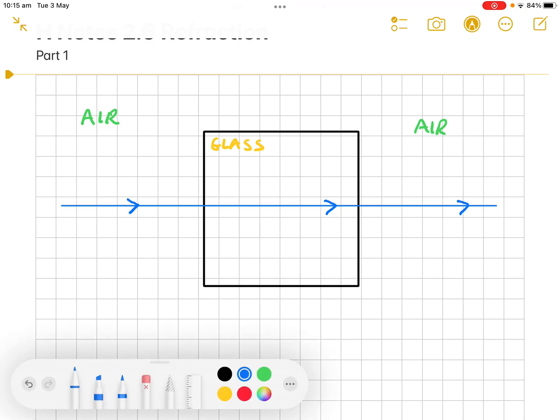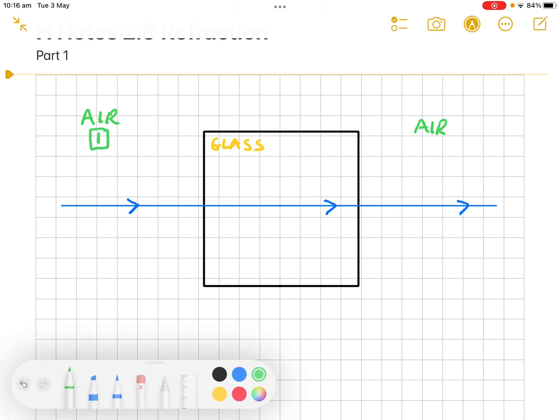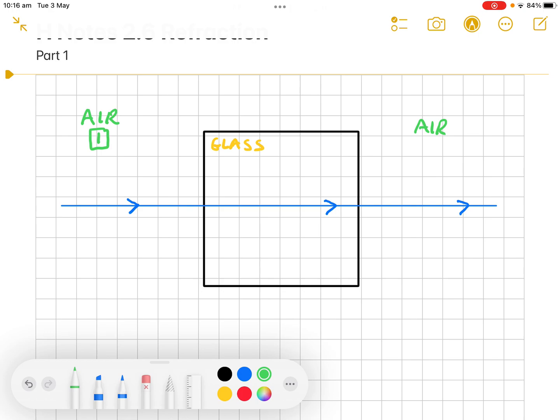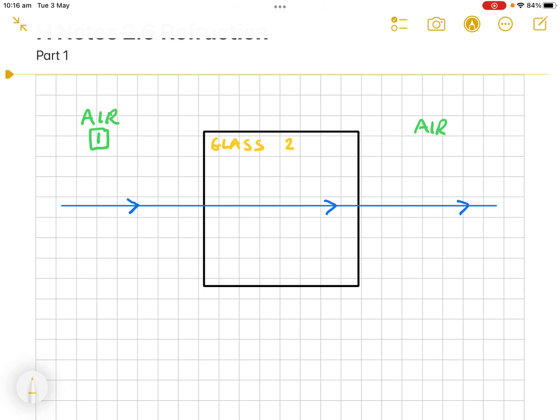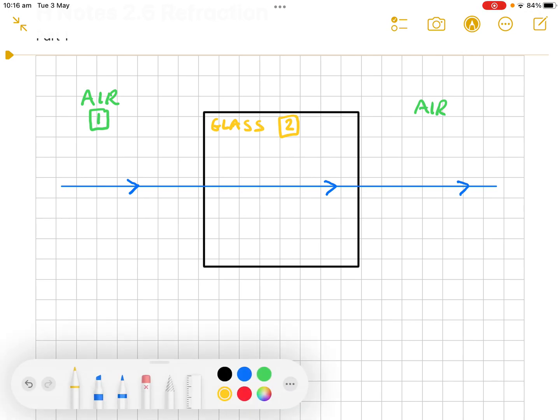Now, as you'll see in this section, numbering the media is quite important, so I'm going to call air medium number 1, because that's the medium the light is travelling through first, and glass will be medium number 2, because that's the second medium that I'm talking about. So I'm really interested in the transition of the light from the air into the glass. I'm focusing on the first boundary, medium 1 and medium 2.